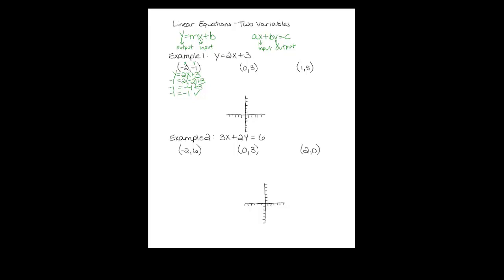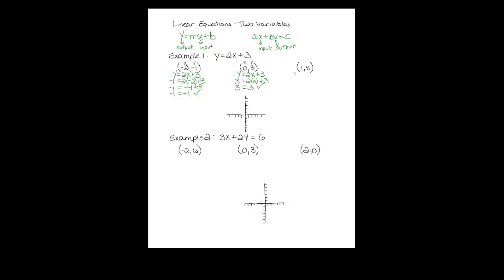Doing the same thing with the ordered pair 0, 3, we have y equals 2x plus 3, replacing the y with 3 and the x with 0. We have 3 equals 2 times 0 plus 3. So 3 equals 2 times 0 is 0. So we have 3. And it works. So the ordered pair 0, 3 is also a solution to this equation.